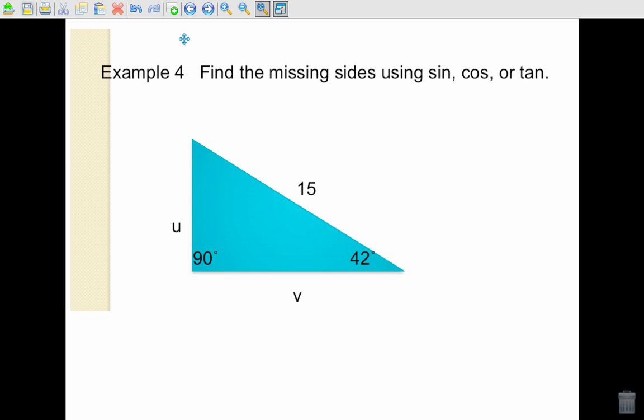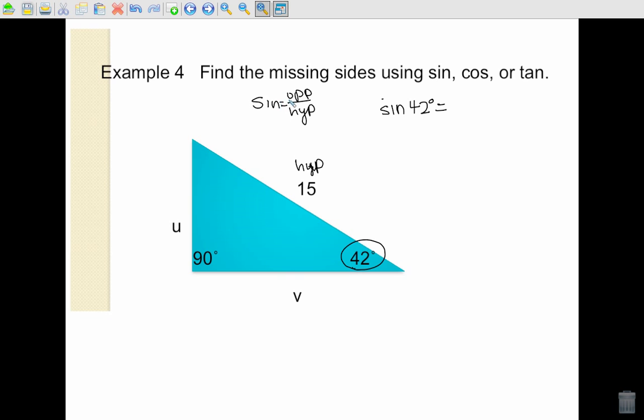All right, now, how do we use these ratios and what do we use them for? We can use these ratios to find the missing pieces of right triangles if we're only given one side. So for instance, if I have 42 degrees down here, I can use my trig ratios to find u and v. Now I'm given 15, which is the hypotenuse. So I want to use a trig ratio that uses the hypotenuse. So I'm just going to go ahead and use sine. So the sine of 42 degrees.